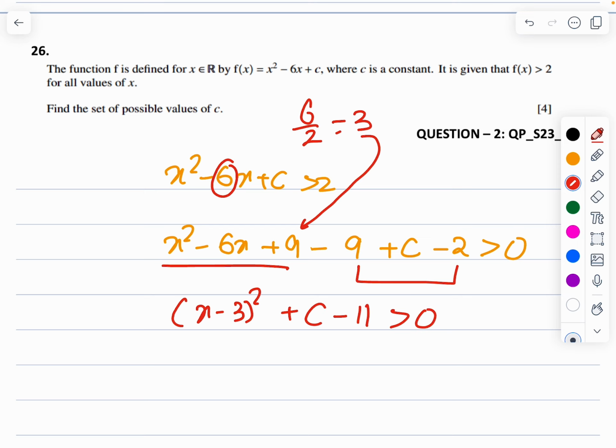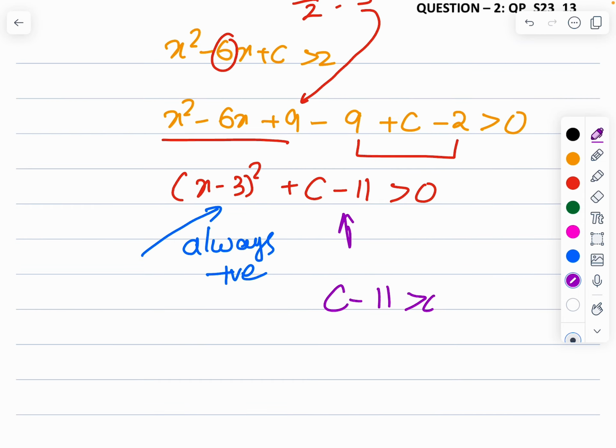Now what it is telling is that this should always be greater than 0. We know that a square term is always positive. So c minus 11 also should be greater than 0. So c is greater than 11. That's going to be the answer.